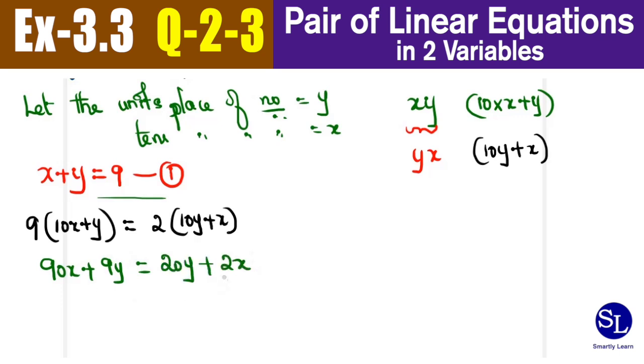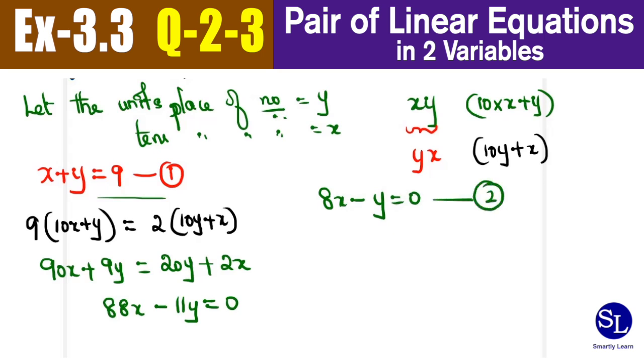So if I bring all the x and y terms to one side, I'm going to get 90x minus 2x, which is 88x. 9y minus 20y is going to be minus 11y, is equal to 0. Both are multiples of 11. So I'm going to divide this particular equation by 11. So the final equation I'm going to write here is going to be 8x minus y is equal to 0. So this is my second equation.